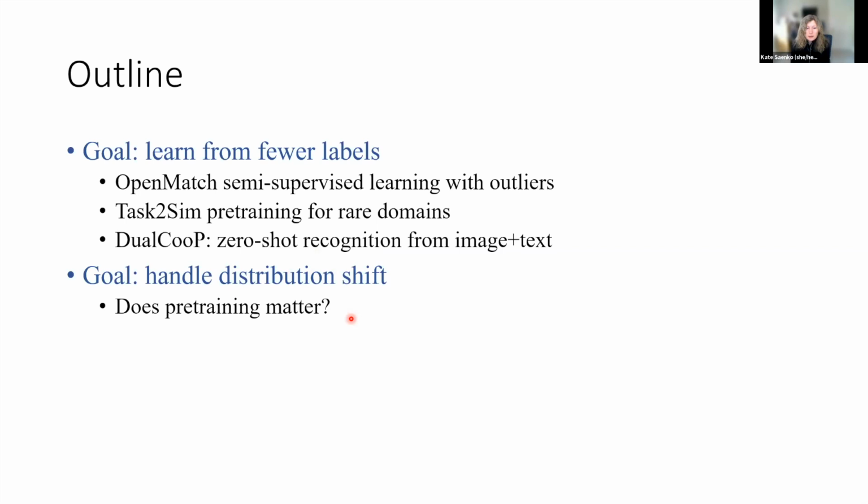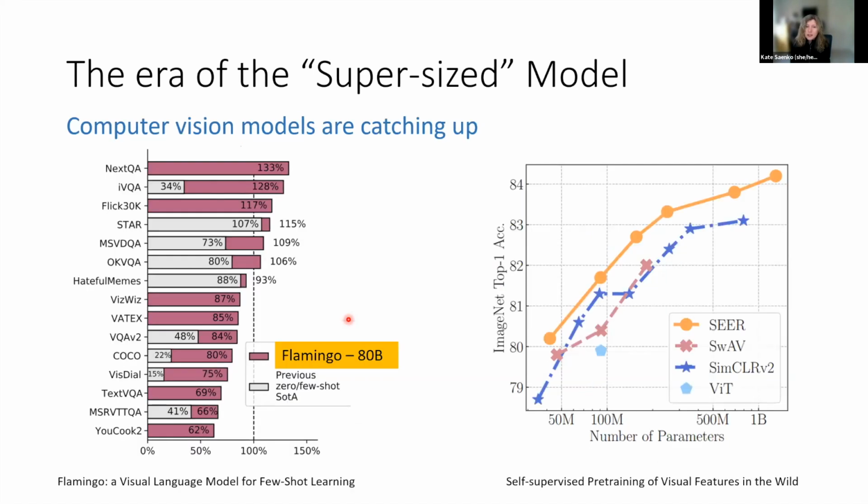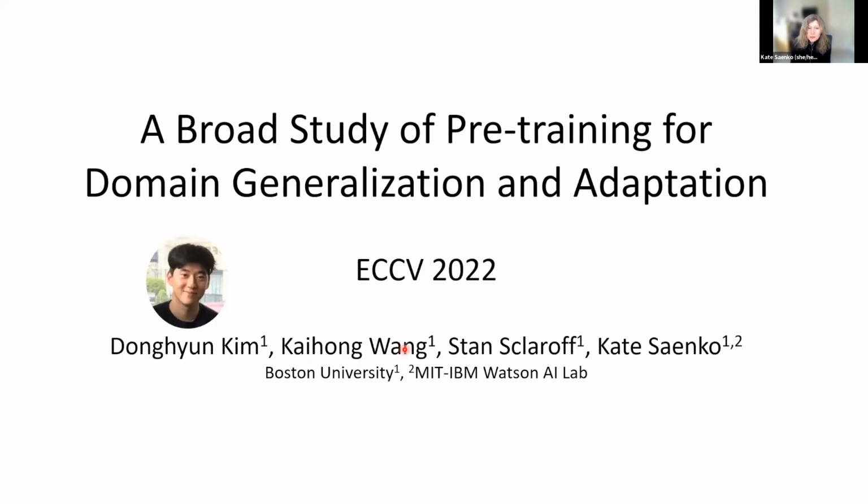Okay, so the last thing I want to mention is distribution shift. We're entering this era of supersized models, both in text, where we have these giant models compared to what we had a few years ago, and in computer vision, where our model sizes are also getting larger. Flamingo, for example, is 80 billion parameters. So we wanted to study whether pre-training has an effect on generalization and adaptation to new domains.